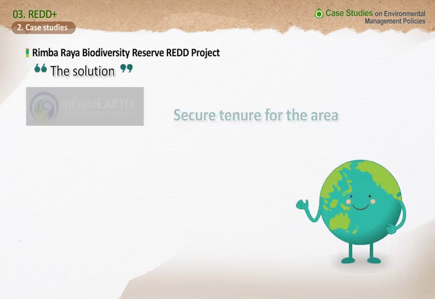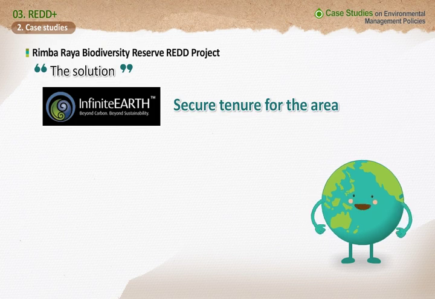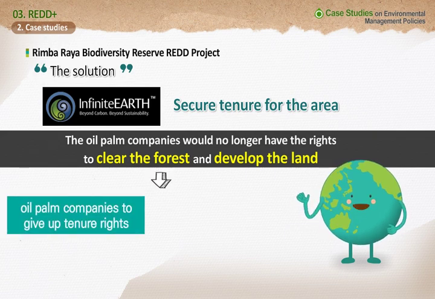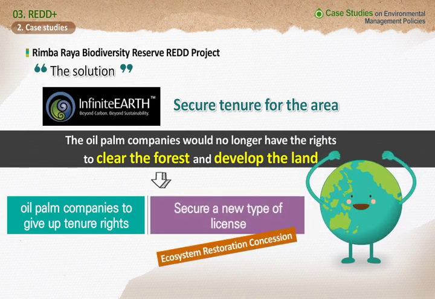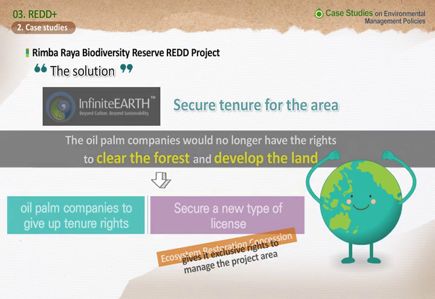One organization, Infinite Earth, recognized these problems and started to search for a solution. The strategy it came up with was to secure tenure for the area, meaning that the oil palm companies would no longer have the rights to clear the forest and develop the land. It was able to convince some of the oil palm companies to give up their tenure rights, and it was then able to secure a new type of license known as an ecosystem restoration concession, which gives it exclusive rights to manage the project area.